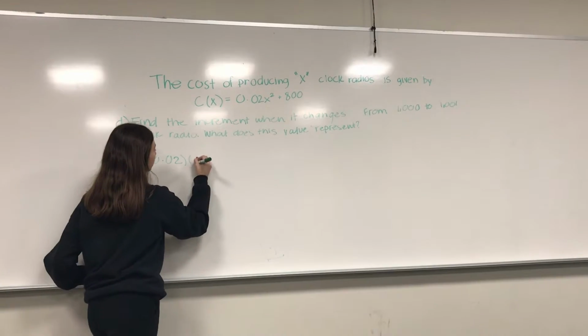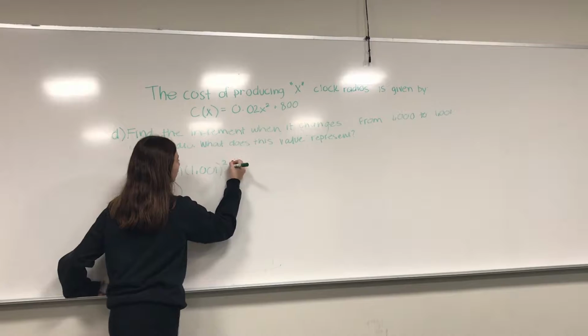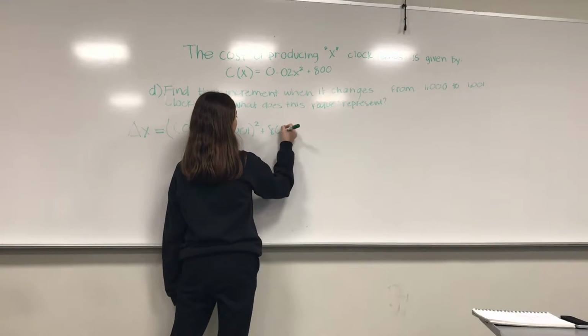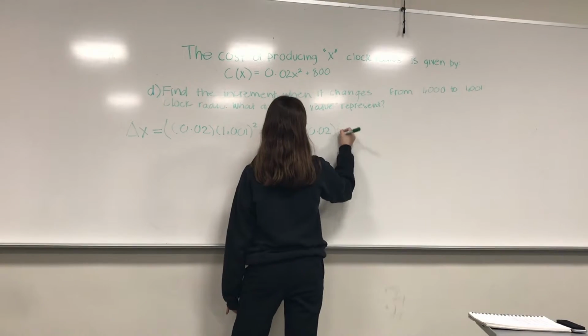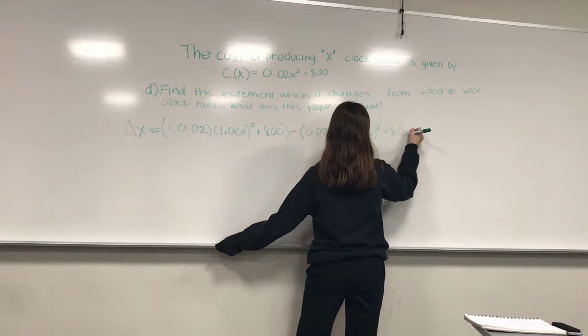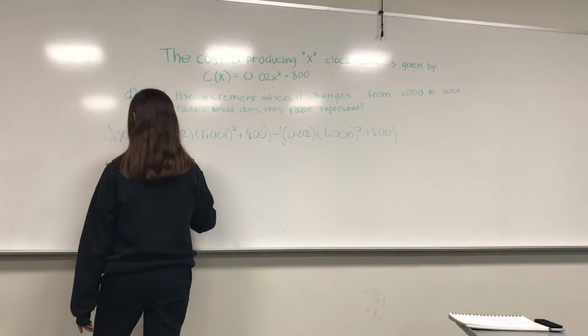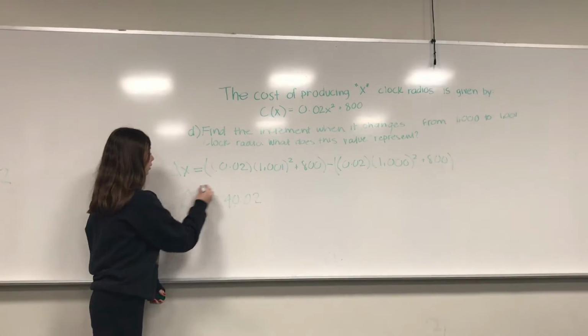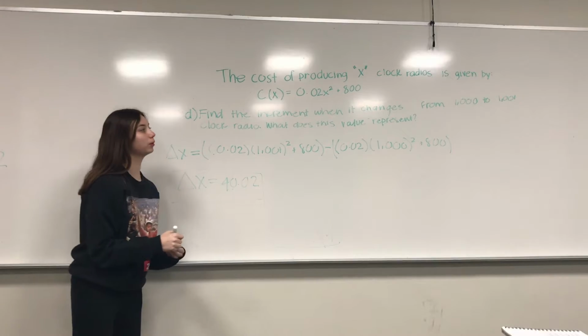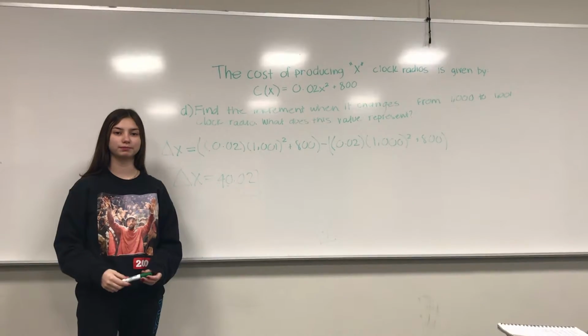0.02 times 1001 squared plus 800 minus 0.02 times 1000 squared plus 800. And the answer that will give you is 40.02, and this is the increment. This value represents the increment between 1000 to 1001.